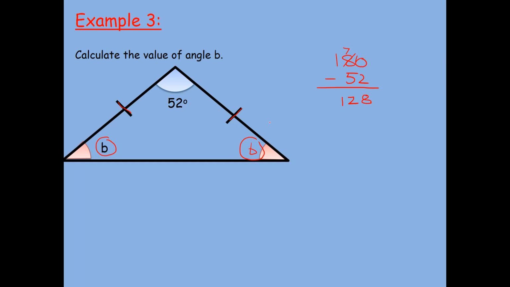So we then half that. You might be able to see that in your head, but in case you can't, just do a little bus stop. So 2 goes into 1 no times. 2 goes into 12 though, 6 times. No remainder. Then 2 goes into 8 4 times. So each angle B must be 64. So we're going to write that down then as B is equal to 64 degrees.